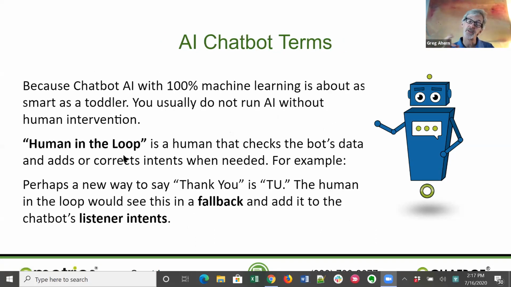Human in loop, this is what I was talking about before. Human in loop is when a person is reviewing the fallbacks every day to make sure the bot is on track and to then adjust the intents so that it understands and learns. The difference would be having machine learning. And so sometimes you have both, and sometimes you just have human in the loop.